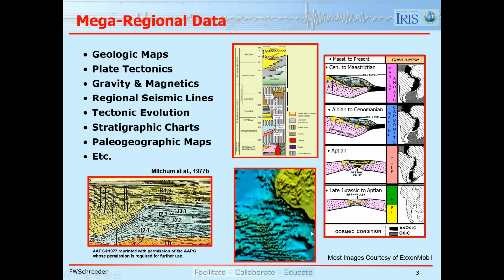We'd be interested in the tectonic evolution of our area of study, our basin or series of basins. We'd have a stratigraphic chart that we would assemble. We would try to develop some paleogeographic maps so that we can understand what type of deposition we might have had at various periods of geologic time.